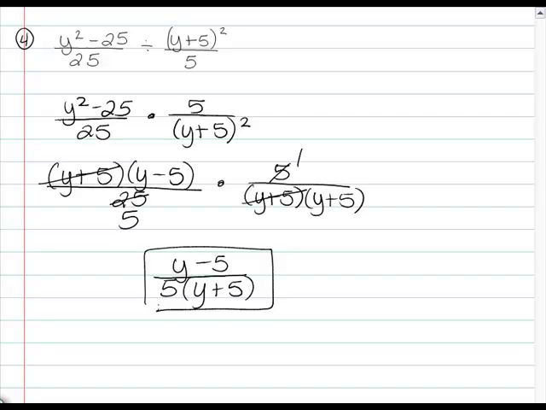And remember, the reason we can't cancel y minus 5 and y plus 5 is because in order to cancel stuff, they have to look exactly alike: numbers, letters, signs, everything.